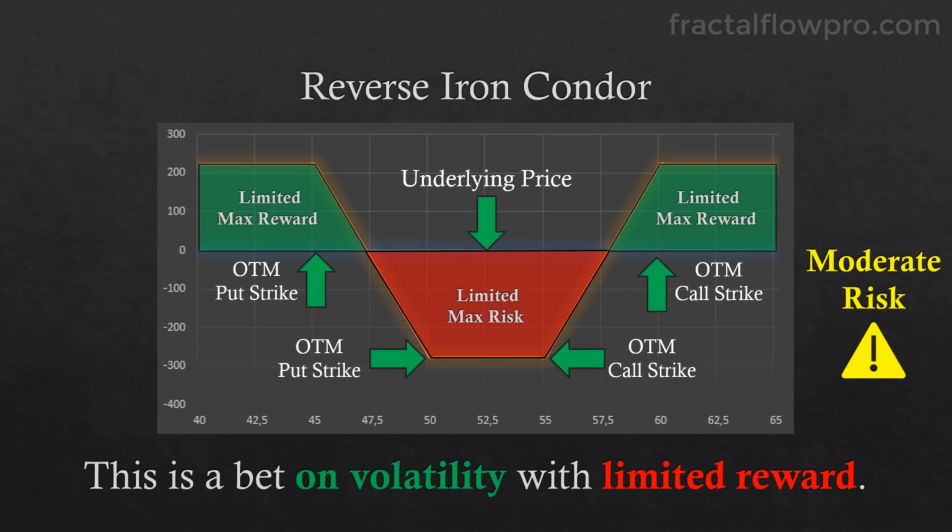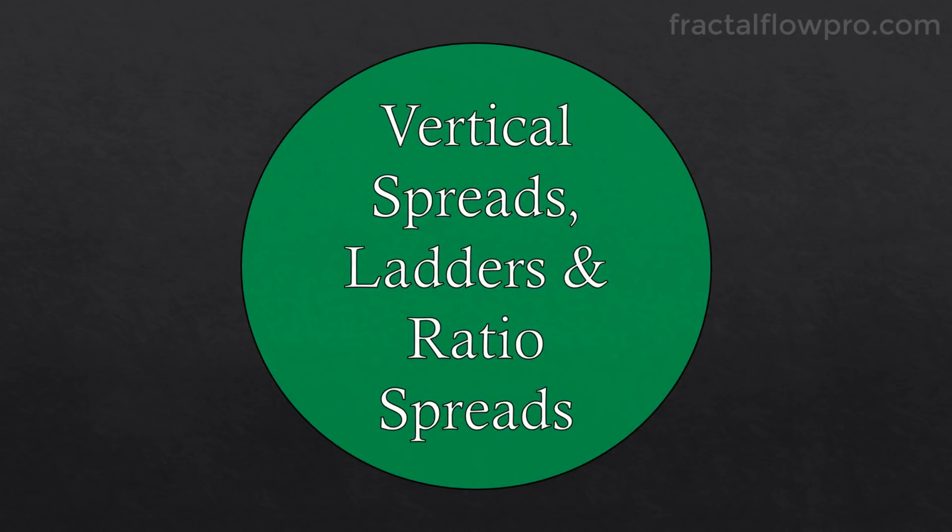For the trader to achieve the maximum reward, the underlying stock price must go above the strike price of the most out-of-the-money call option or below the strike price of the most out-of-the-money put option. In terms of risk, this is a bet on market volatility with limited risk and limited reward, so it's a moderate risk strategy. Let's now move on to the next set of strategies that contain the vertical spreads, the ladders, and the ratio spreads.